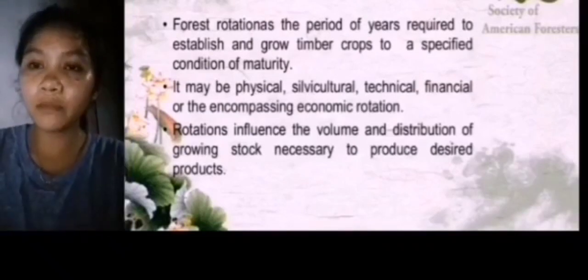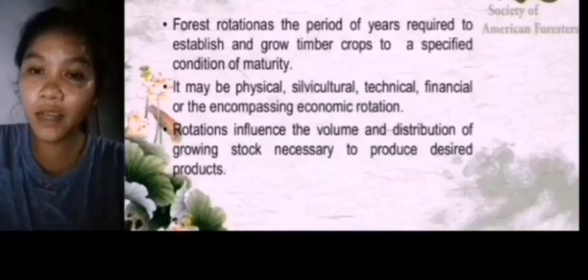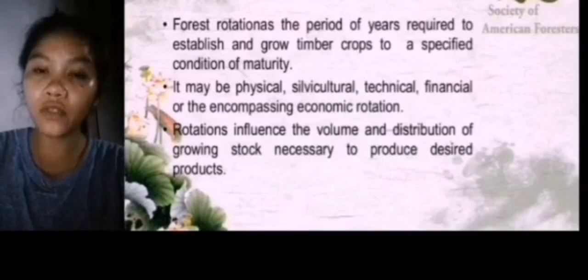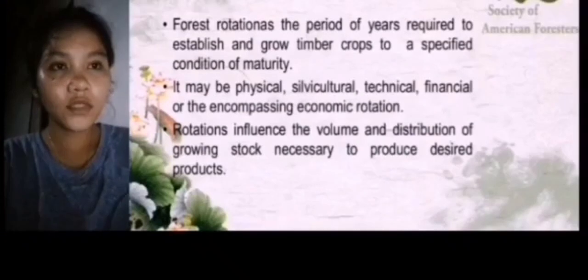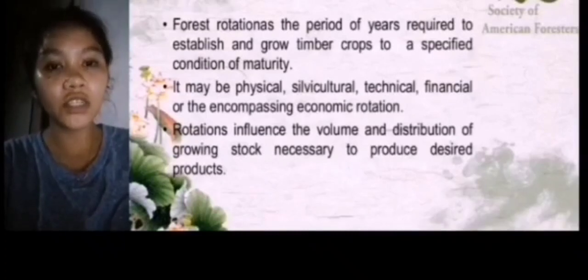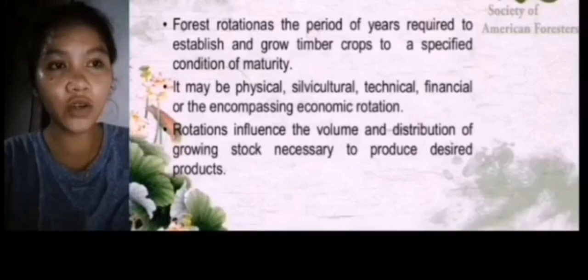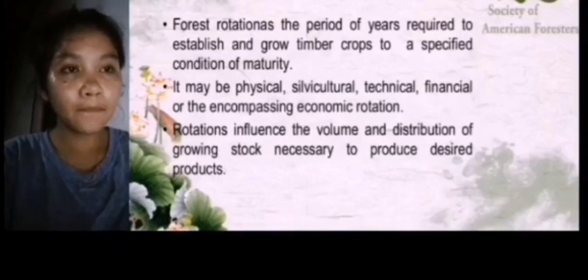So the forest rotation simply means that after the timber is being harvested, the land needs to relax for another batch of species to be used in the plantation. According to Davis 1966 of the American Forestry Society, forest rotation is the period of years required to establish and grow timber crops to a specified condition of maturity.